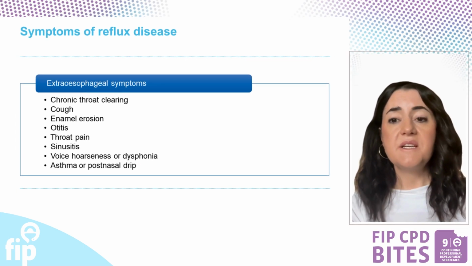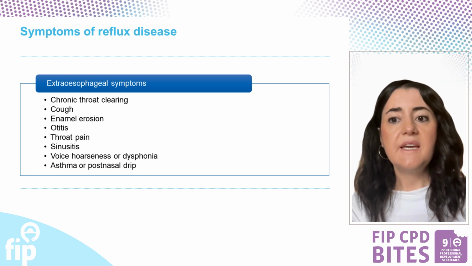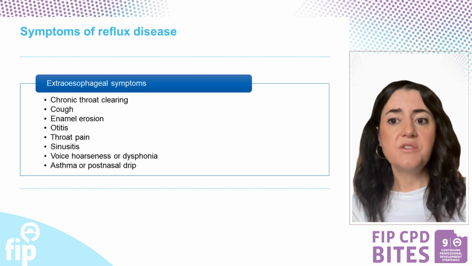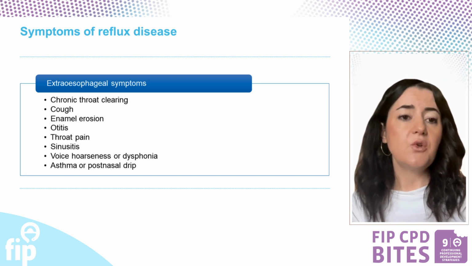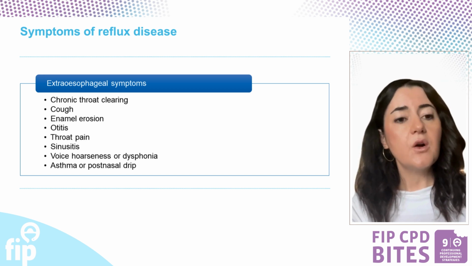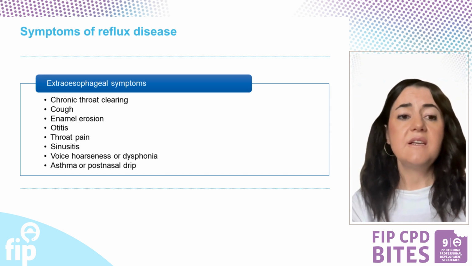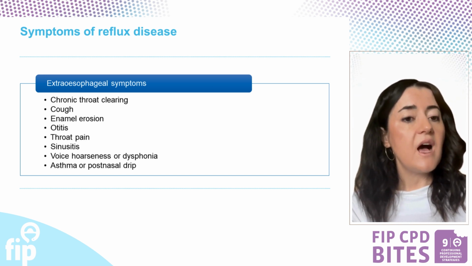However, pharmacists must also pay attention to extraesophageal symptoms in these patients, especially when the more common esophageal manifestations are also present. Such symptoms include chronic throat clearing, cough, enamel erosion, otitis, throat pain, sinusitis, voice hoarseness or dysphonia, asthma, and postnasal drip.